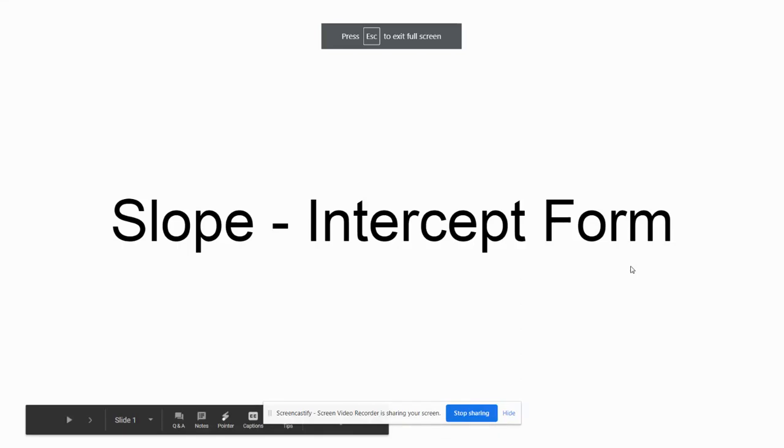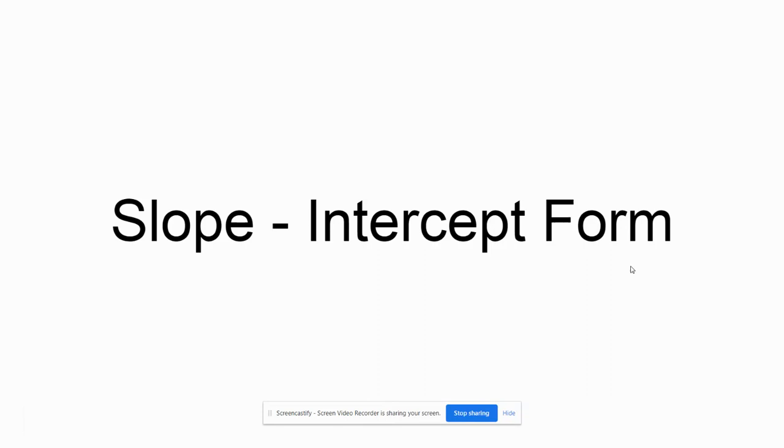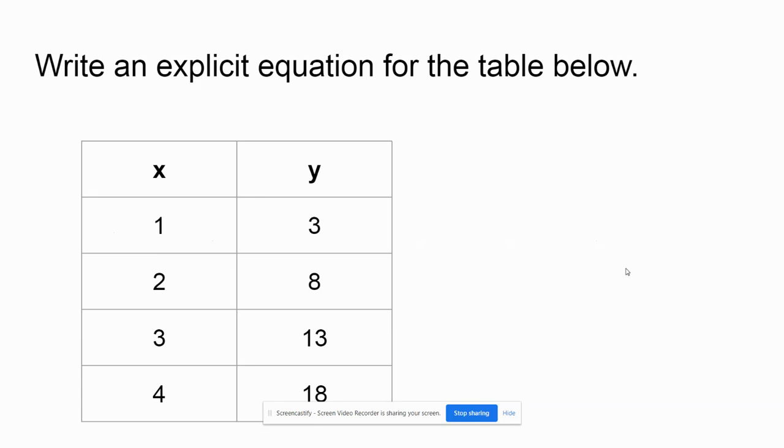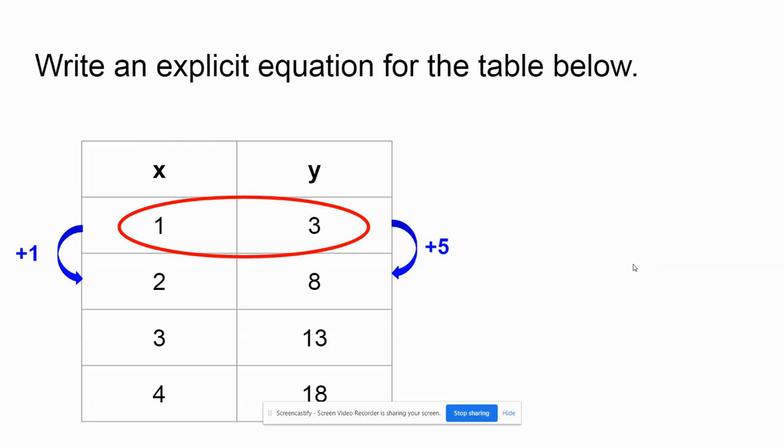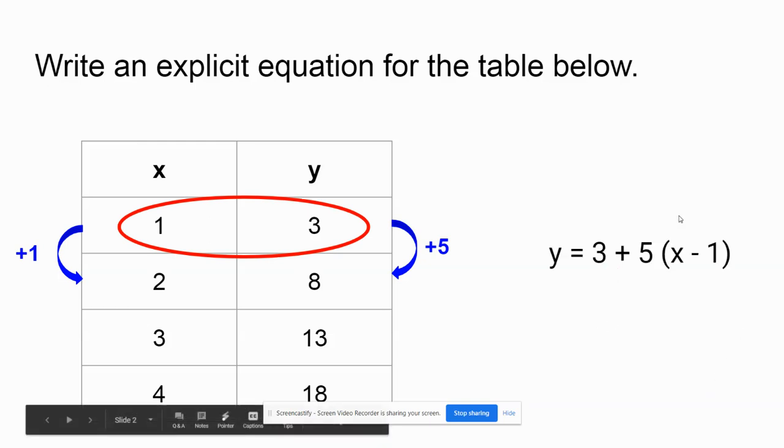So this lesson is going to go over slope-intercept form and how to find and write slope-intercept form given different pieces of information. This is the same table we started with in our lesson on point-slope form. I found the change in x and the change in y to help me with the slope, or the common difference. And I had the first term, which gave me this explicit form.